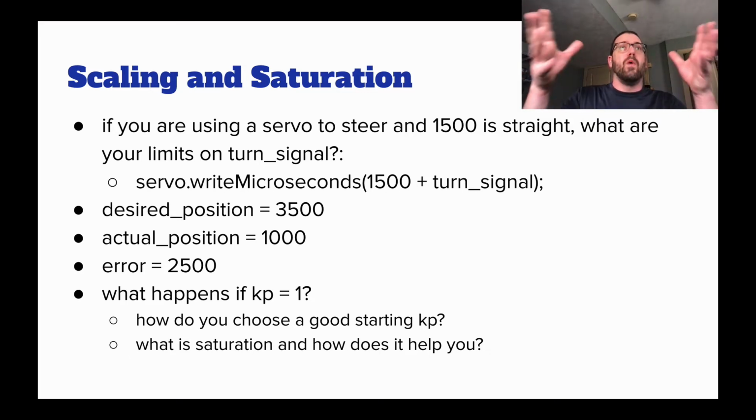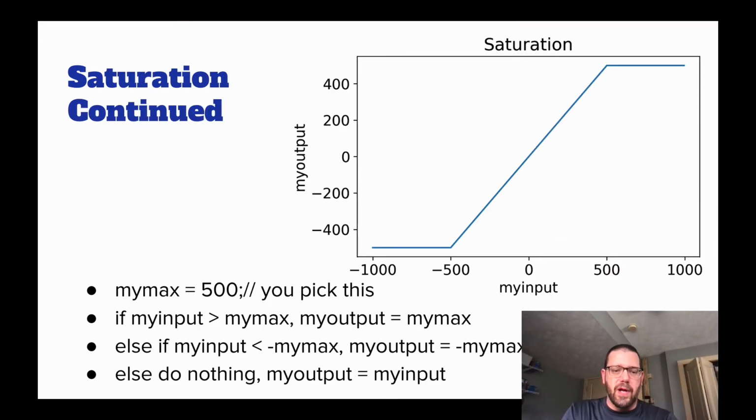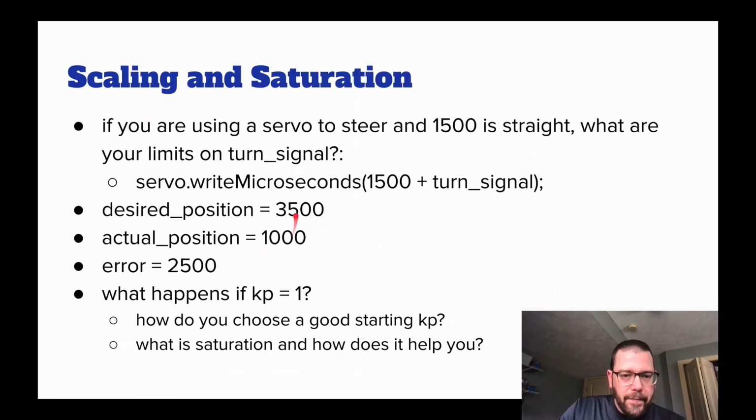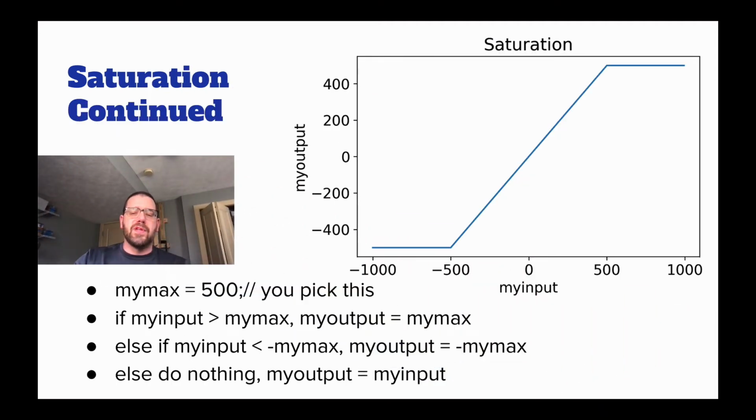Maybe you have some reason why you want it to be a little bigger, and that's what gets us into saturation. So if you had 3,500 and an actual position of 1,000 for your set point, your error would be 2,500. If my KP happened to be 1, and maybe I had a good reason for doing that, then I'm asking it to turn a value of 2,500. But if 1,500 is my set point, and I take 1,500 and subtract 2,500, I get a negative 1,000, or add 2,500, I would get a positive 4,000, which is not allowed. So that's where saturation comes in.